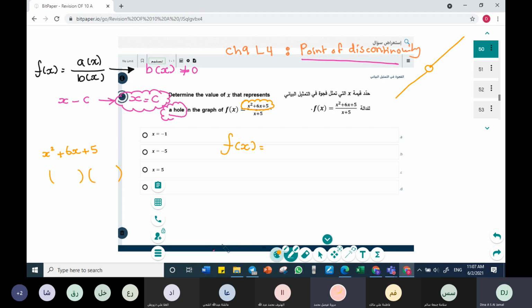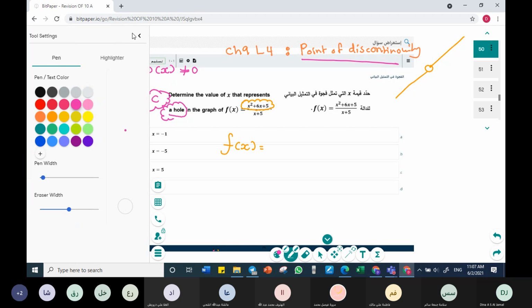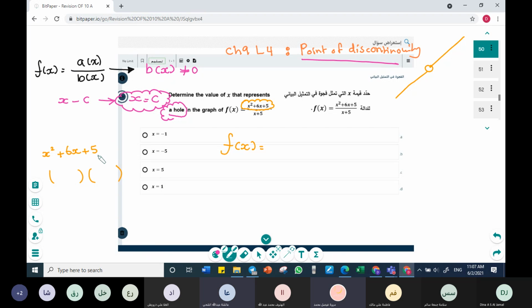X squared plus 5x... Oh, yes, x plus 5 and x plus 1. Excellent. I was telling you the steps. No problem. Now, would anyone like me to repeat the steps of how to get the factorization of a quadratic function? Anyone lost?